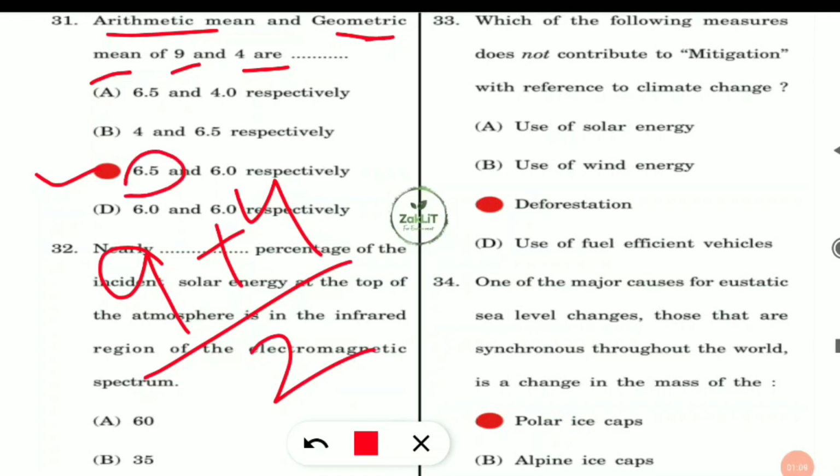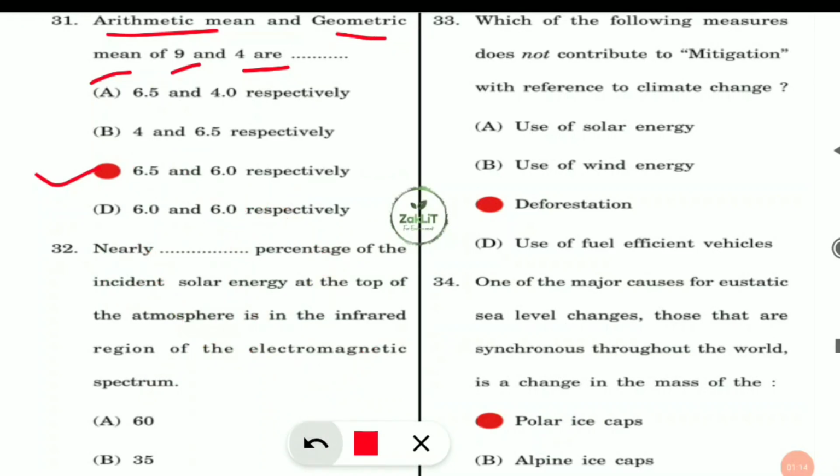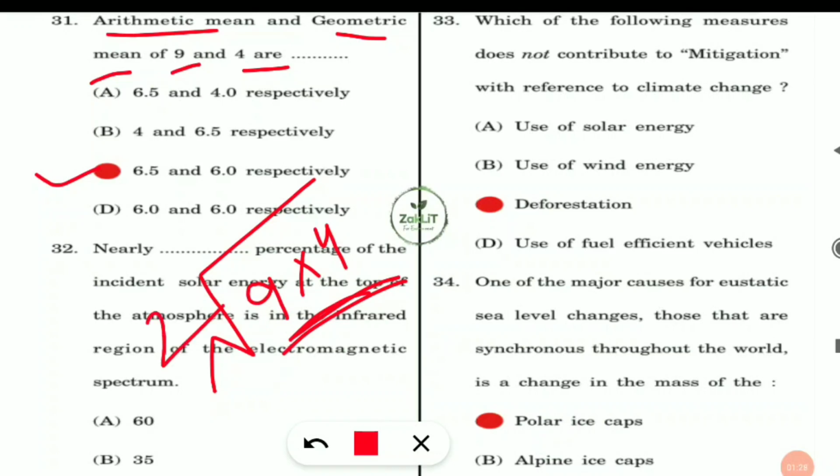How to calculate the geometric mean? It is also very simple. We have to take the root of the values. So you multiply all the values, 9 multiplied by 4, and then whether you take the square root or the cube root depends on the number of values given. Here it is 2, so we take the square root of 9 into 4, that is 36. The square root is 6. So that gives the geometric mean as 6.